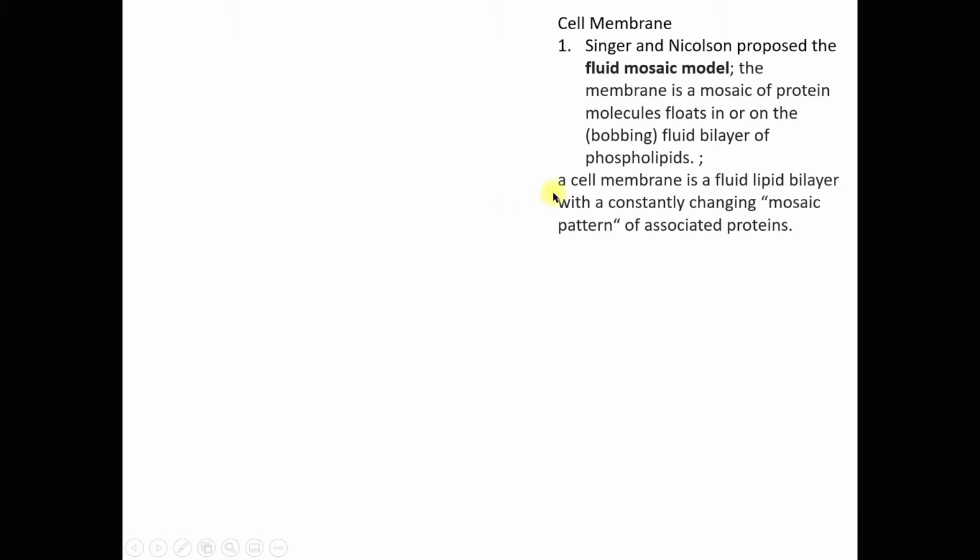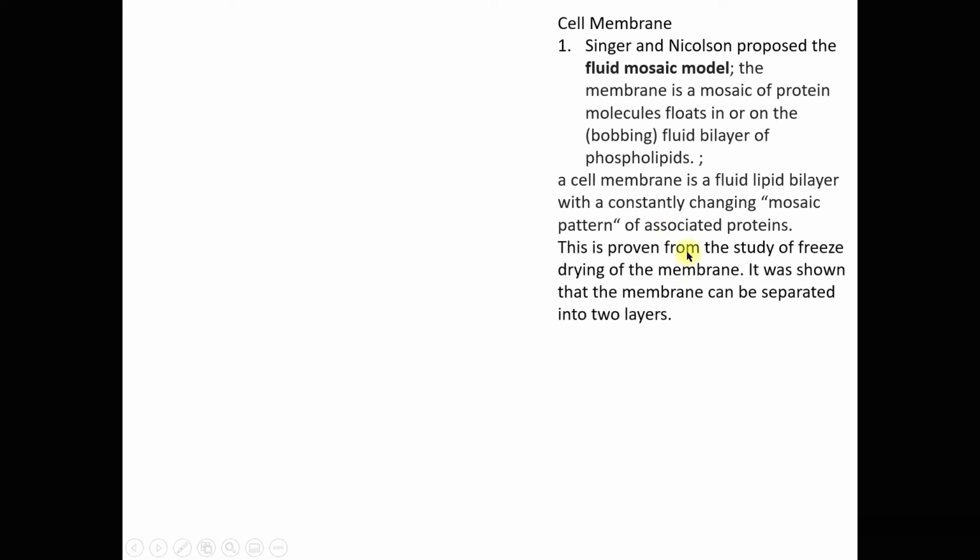A cell membrane. Okay. Now, Singer and Nicholson also mention, right, that a cell membrane is a fluid lipid bilayer with a constantly changing mosaic pattern of associated proteins. Okay.